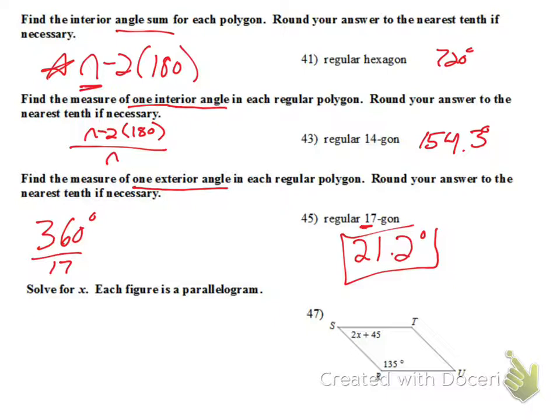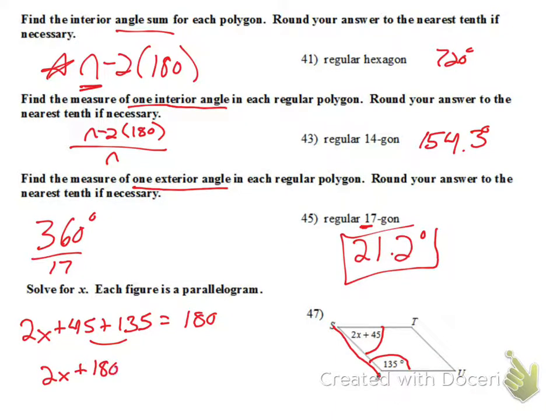All right, solve for x. Each figure is a parallelogram. So in a parallelogram, it's on this line right here. So these are two angles which are corresponding, meaning they're on the same line. So I would add them up. So 2x plus 45 plus 135 is equal to 180 because the flat line is 180 degrees. So combine like terms, and I would do 45 plus 135 is equal to 180. So I would have 2x plus 180 is equal to 180.